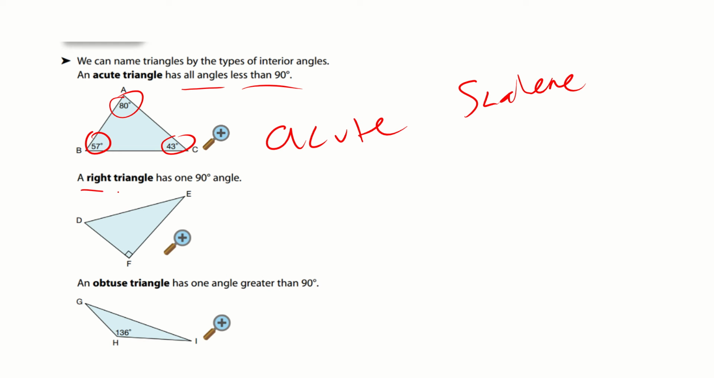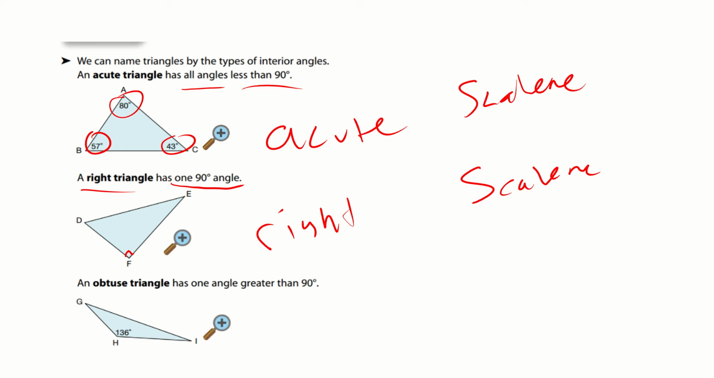Next, we have a right triangle. There's always a 90-degree angle there, okay? So it doesn't even give the other stuff away, but it has one 90-degree angle, all right? So this is a right triangle, okay? This would probably be an example of a scalene as well, okay?